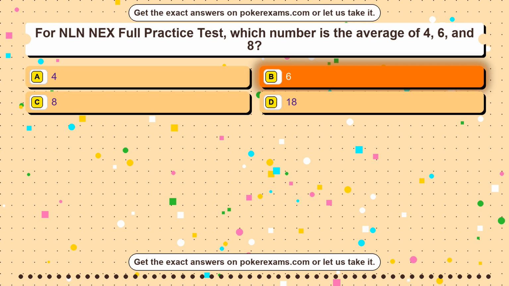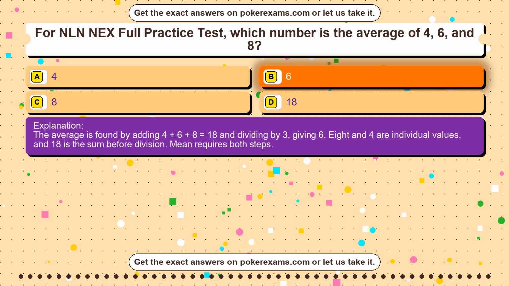6. The average is found by adding 4 plus 6 plus 8 equals 18 and dividing by 3, giving 6. 8 and 4 are individual values, and 18 is the sum before division. Mean requires both steps.